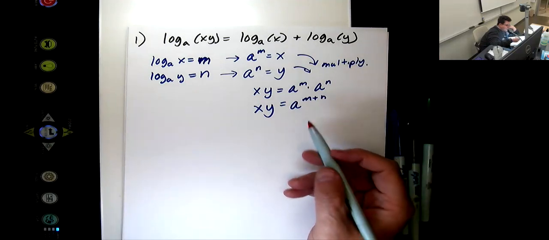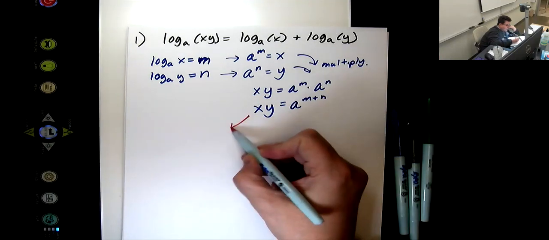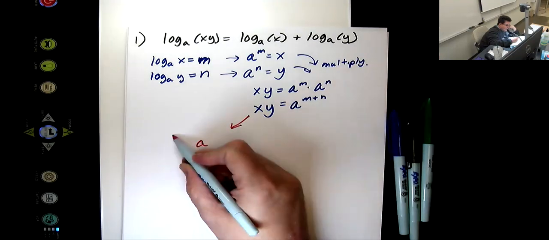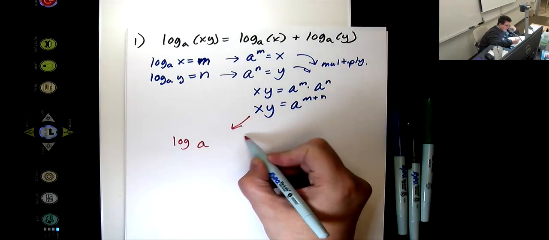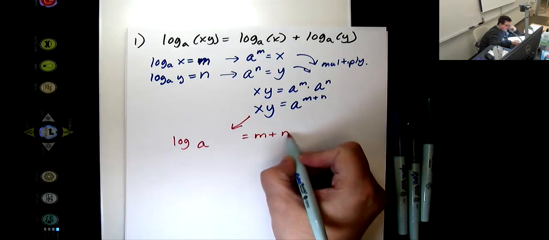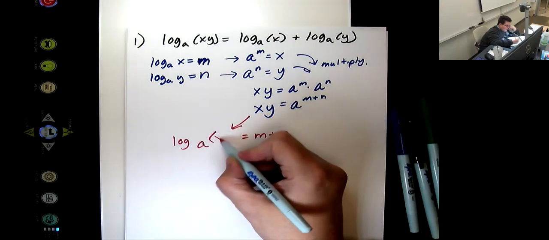And now we're going to switch back to logarithmic form. A is the base of the log, M plus N goes to the other side, and XY goes inside the log.